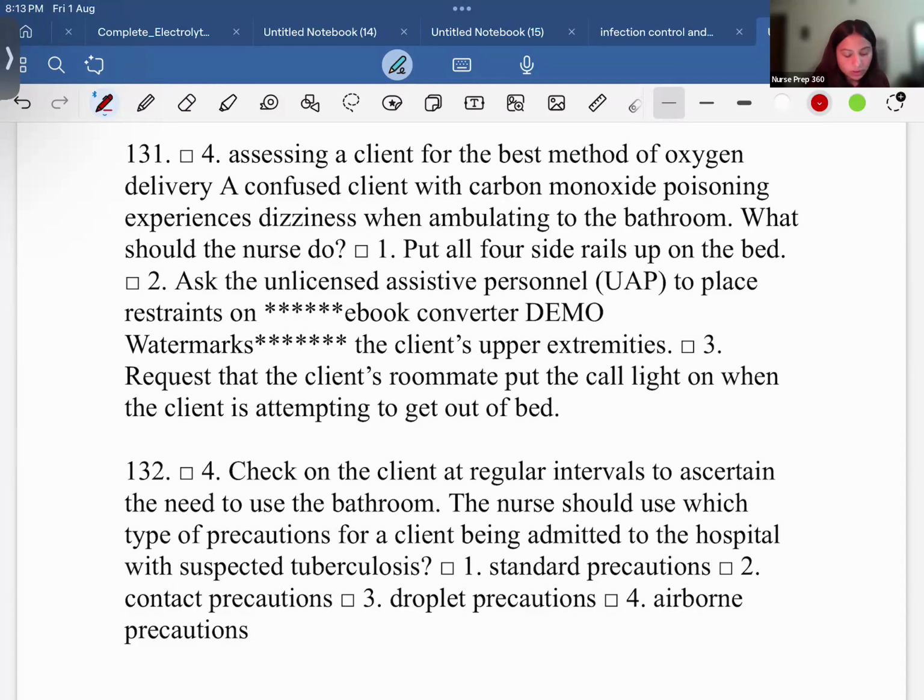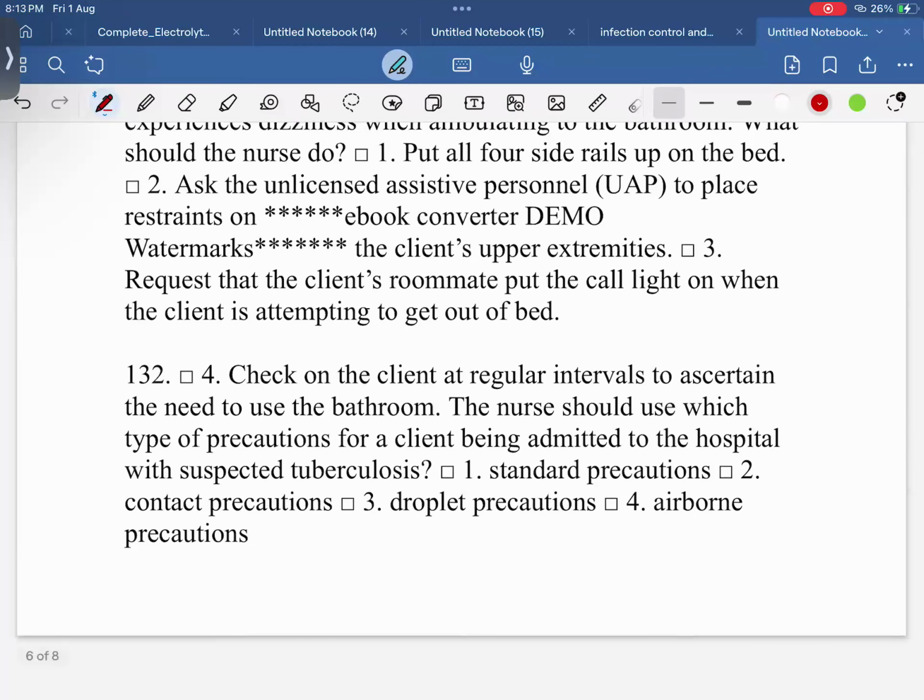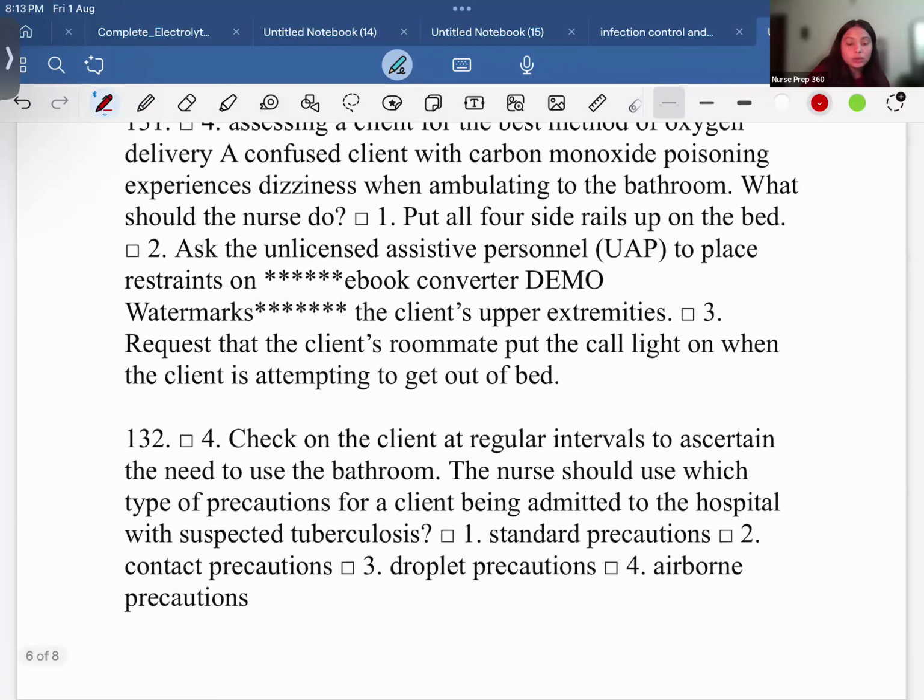No, do not choose this answer, okay? Next, question number 4 is that check on regular interval. Yes, I will check at regular intervals and help a patient to go to the washroom if needed. Okay, read question number 132.